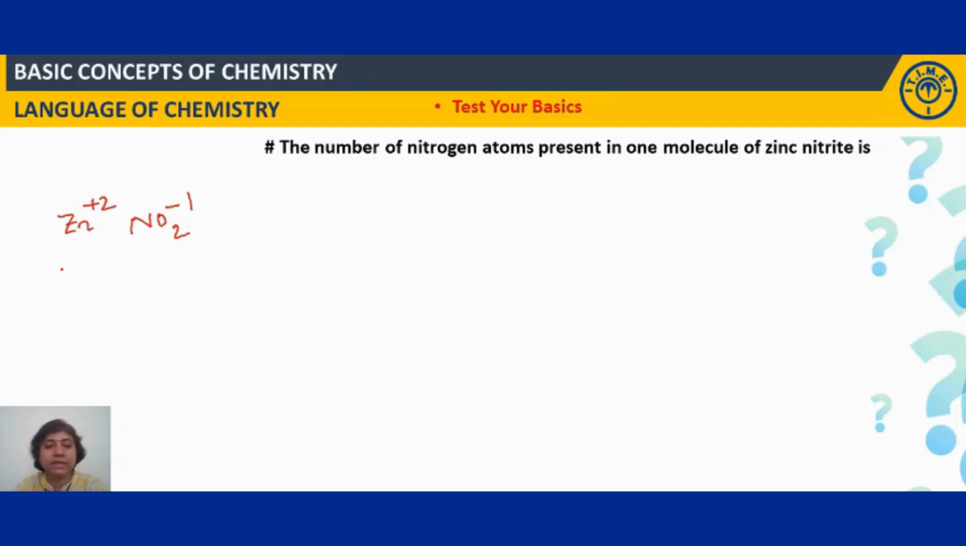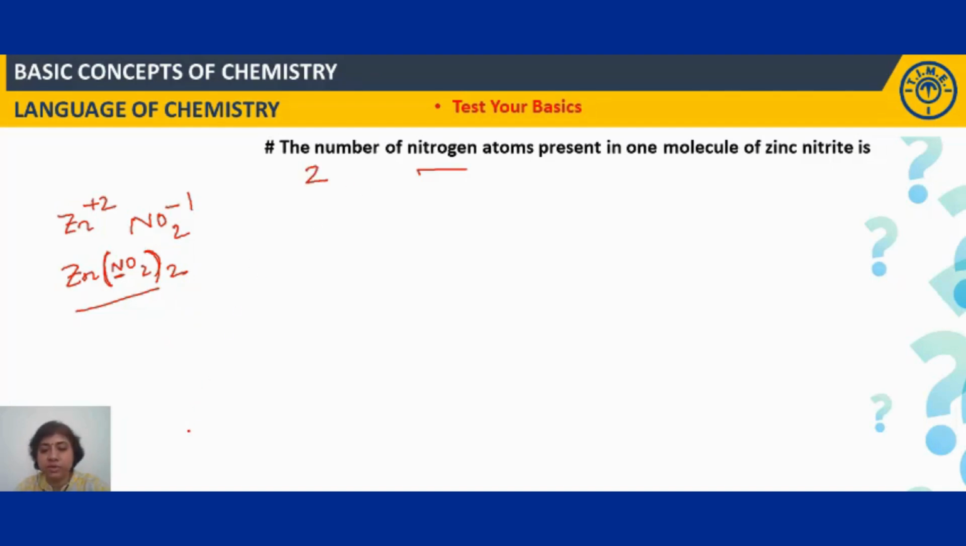So what is the expected formula? Crisscross method, Zn with NO2 taken twice. So this is called zinc nitride. Okay. So number of nitrogen atoms, remember that here it is nitrogen atoms. In the previous question we have seen oxygen atoms. Here it is nitrogen atoms present in one molecule of zinc nitride. So NO2 taken twice, so N 2 times we are taking. So number of nitrogen atoms in one molecule of zinc nitride is 2.